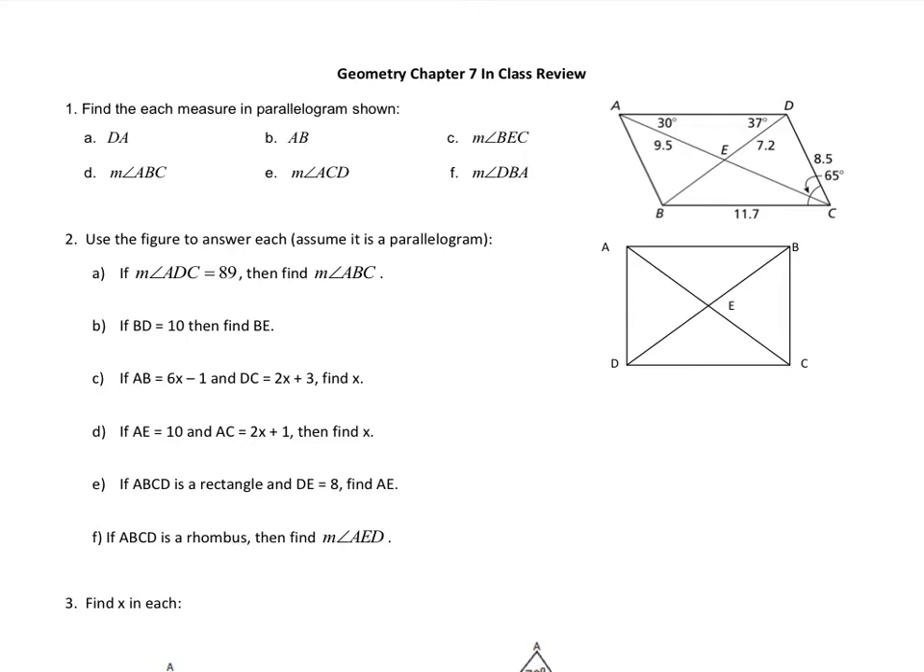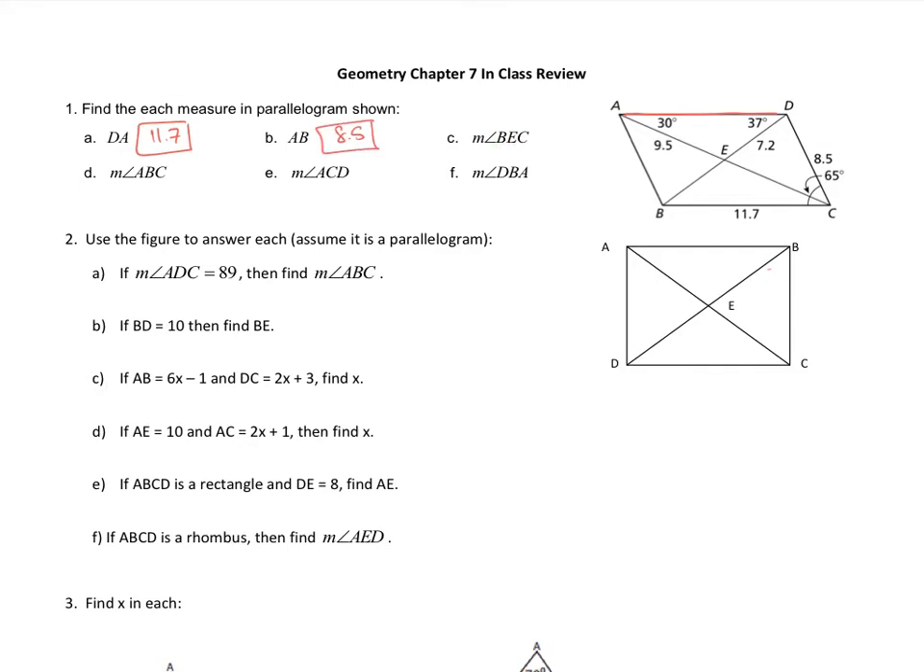Find the measure of each in the parallelogram shown. So for this first one, DA, we're looking at right here. And since this is a parallelogram, we know that opposite sides will be congruent. So these two will be congruent. So we could say that DA is 11.7 as well. Okay, for AB, again, same reason. Opposite sides are congruent. That will be 8.5.